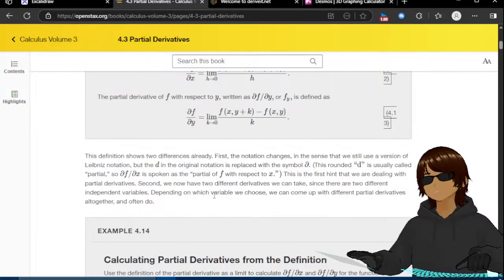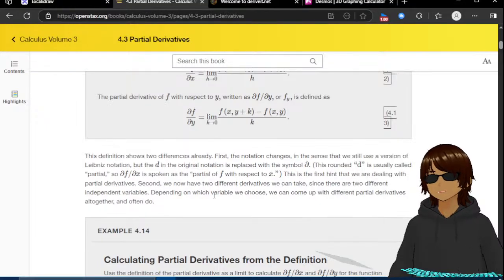This definition shows 2 differences already. First, the notation changes in the sense that we still use a version of the Leibniz notation, but the d in the original notation is replaced with this rounded d, which is usually called partial. So, partial of f with respect to x. This is the first hint that we are dealing with a partial derivative. Second, we now have 2 different derivatives we can take since there are 2 different independent variables. Depending on which variable we choose, we can come up with different partial derivatives altogether, and often do.